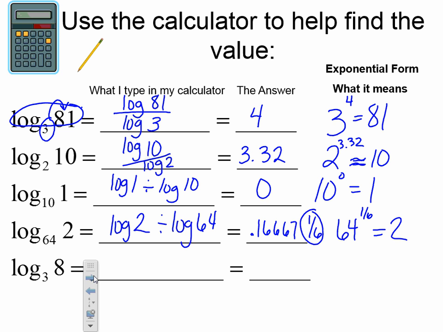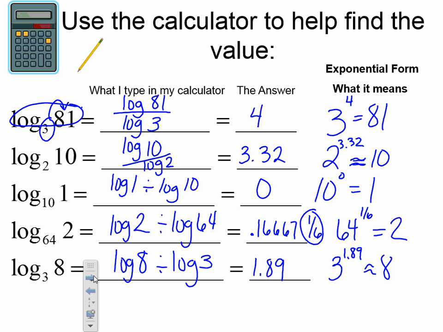And then that one that I said, well, one I can't think of: what power on 3 makes 8? Well, let's ask the calculator. Log of 8 divided by log of 3. We'll ask the calculator, log of 8 divided by log of 3. It's not going to be pretty. It's 1.89. That means 3 to the 1.89 power is approximately 8. Okay? So this idea of using logs here to help us find exponents, help us isolate exponents, is going to be a big one that we continue to build on. Thank you for taking good notes today.